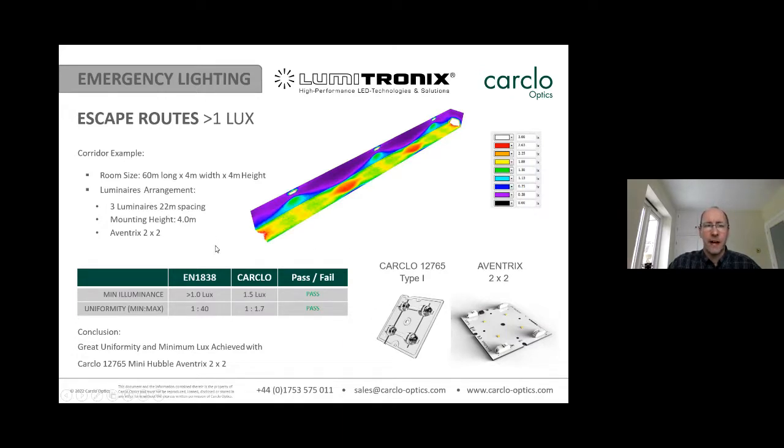So the requirement for EN 1838 for escape routes is greater than 1 lux. And as you can see in this scenario, we're achieving 1.5 lux, which potentially means that we could actually run the luminaires at lower power, or potentially move them slightly further apart. And also the uniformity requirement is a 1:40 ratio, and we're actually achieving 1:1.7, so it's considerably better uniformity than is actually required. So again, potentially the fixtures could be moved further apart.